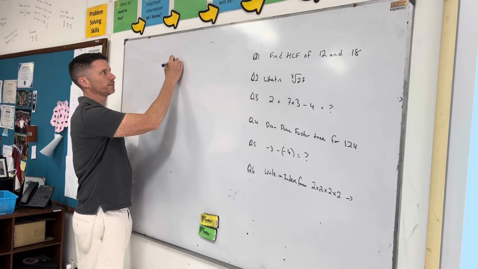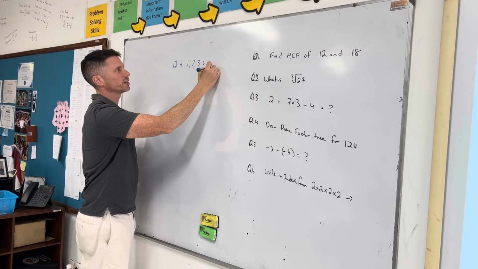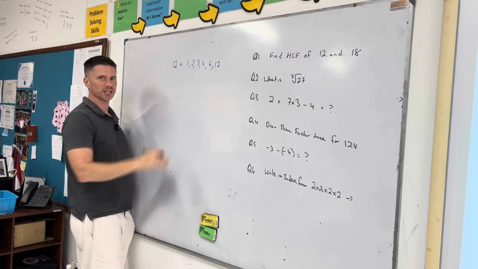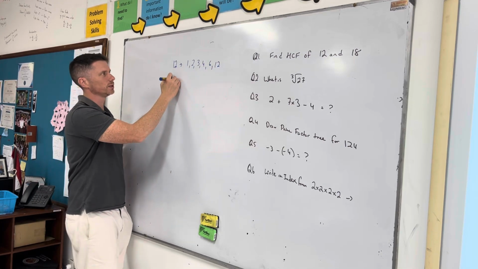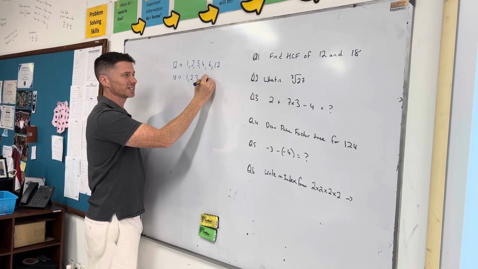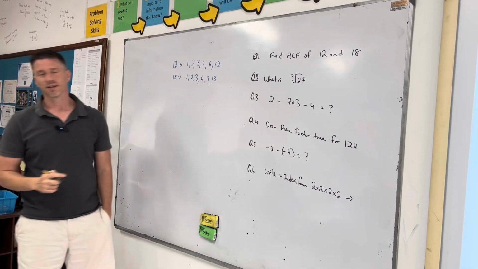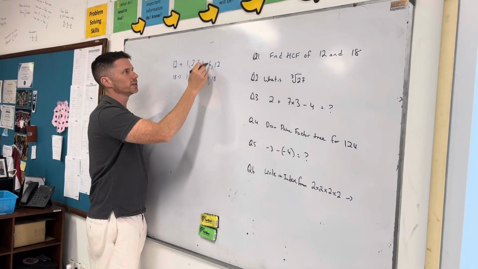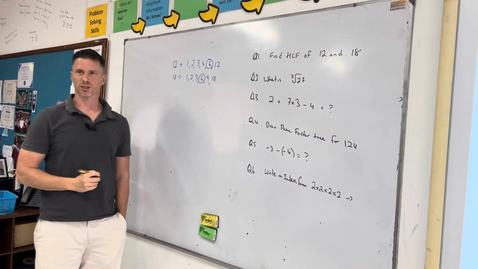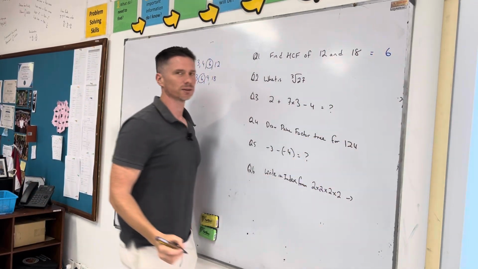Listing methods. So the factors of 12 are 1, 2, 3, 4, 6, and 12. All numbers that divide evenly into 12. If I do the same for 18: 1, 2, 3, 6, 9, and 18, they're all the numbers that divide evenly in. The highest number that's in both of these is, as Teddy says, 6. So the highest common factor. So I list the factors.